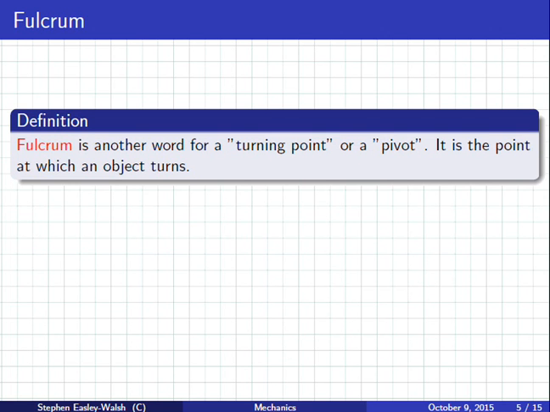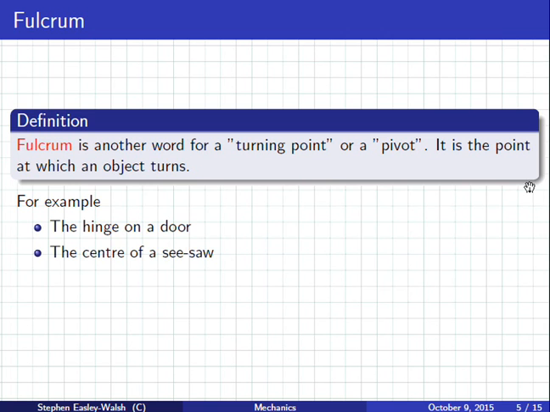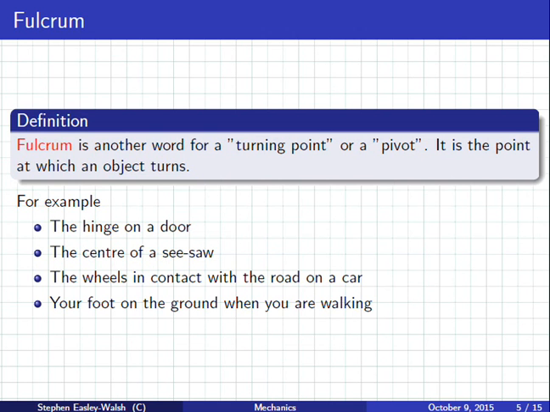You got this? Good. Both fulcrum or turning point. Fulcrum. Yes. Got that? Amanda? Yeah. Okay. So, for example, the hinge on a door, the centre of a seesaw, which is what the children play on, the wheels of a car, your foot on the ground when you walk. When you walk, this is also a turning point.